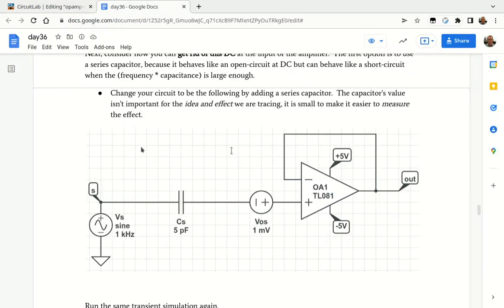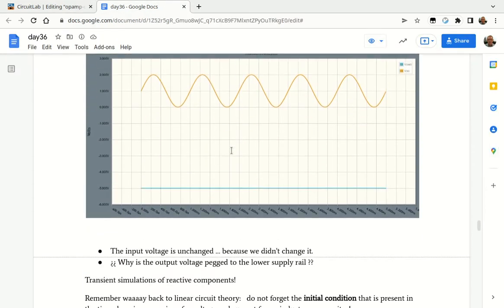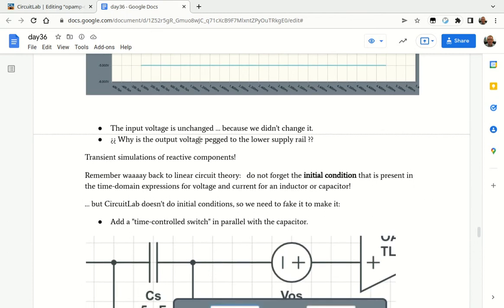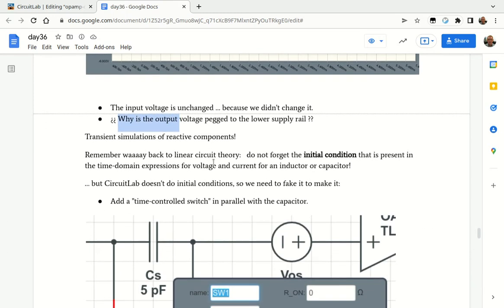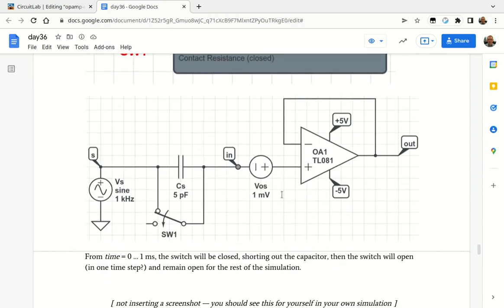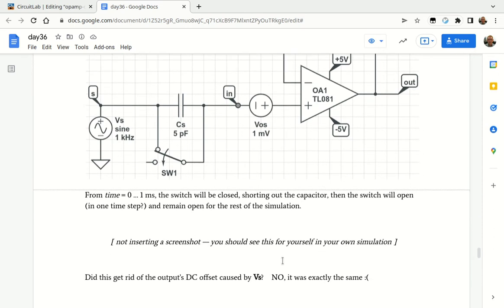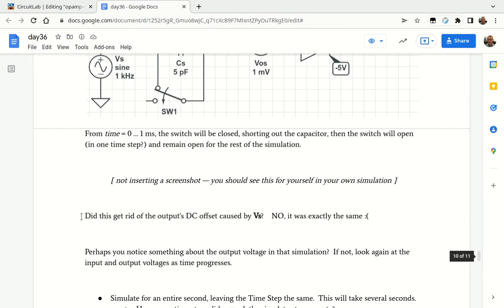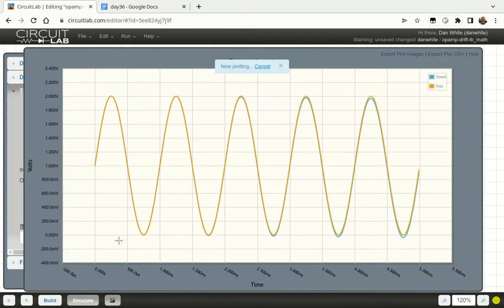If you go back to this document, you see we have this. Did that again. What's up? Well, forgot the initial conditions. Here's our simulation here. And the switch is closed from 0 to 1 milliseconds. Switch opens, remains open. All right, you should see this for yourself in your own simulation. Please do this yourself. Did it get rid of the offset? No, it didn't.